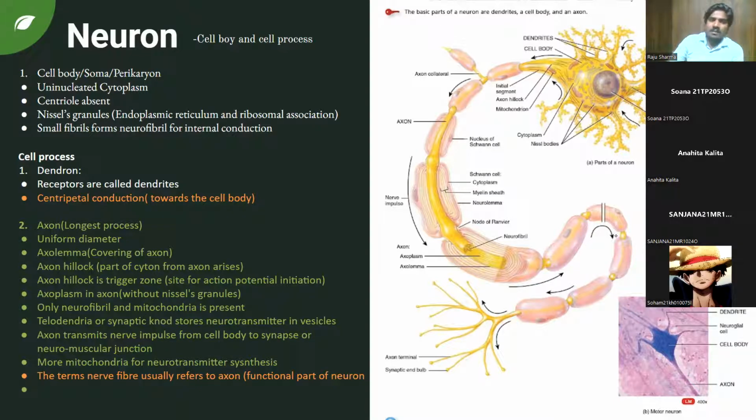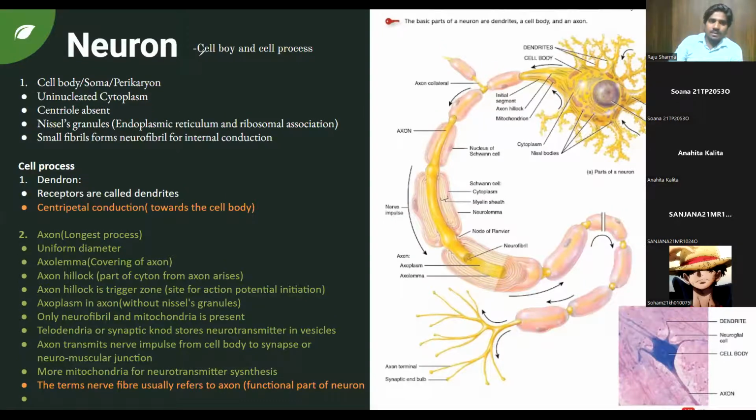तो सबसे पहला यहाँ पे क्या है, this neuron is made up of two different parts. One is cell body, second कौन सा है, cell process. ठीक है, one is cell body which is also called as cyton, और second कौन सा है, cell process, जिसमें आता है axon and the dendron. ठीक है, so we will study this.